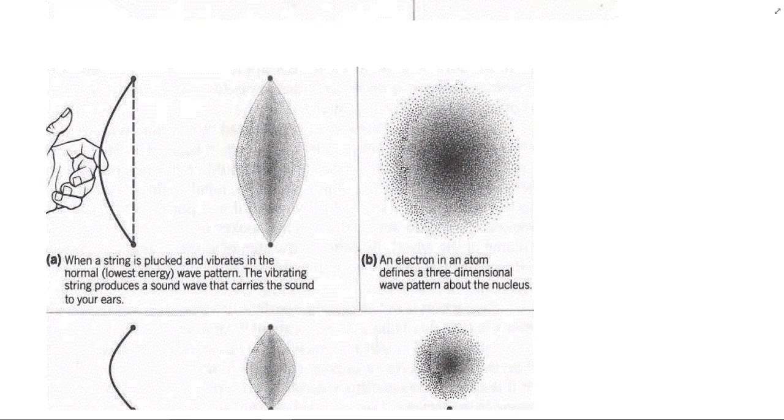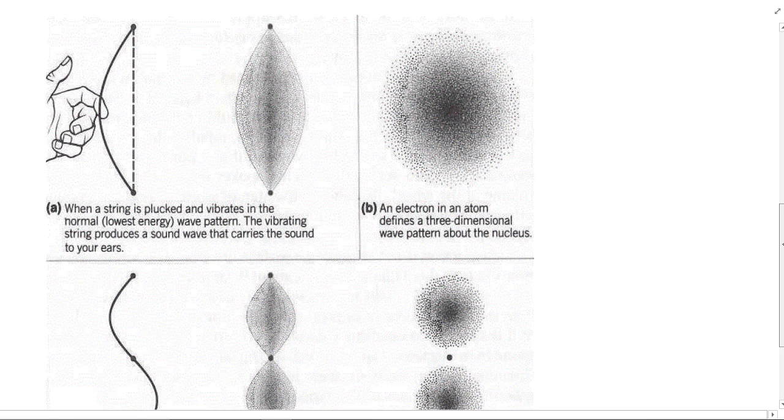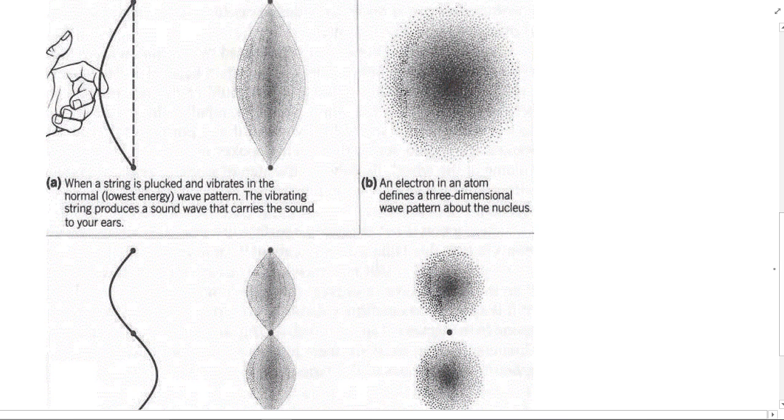But if we have vibrating strings, they don't always vibrate in the same type of pattern. We might have a vibrating string that would vibrate in a pattern like this and have 2 different nodes, so to speak, and that would be equivalent to an orbital that has a shape something like this right here.